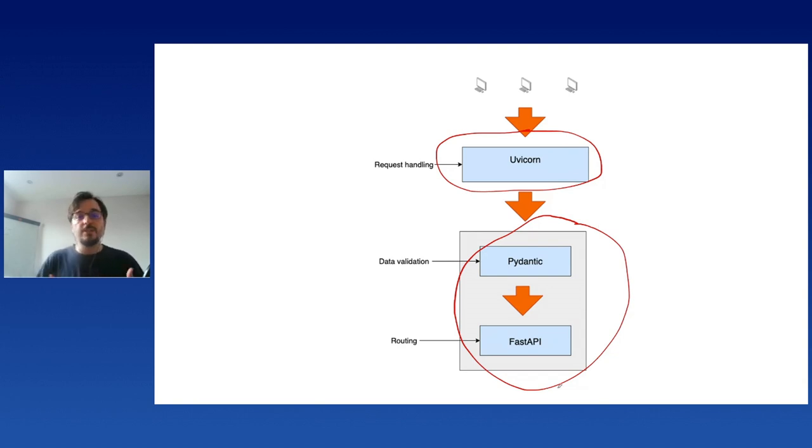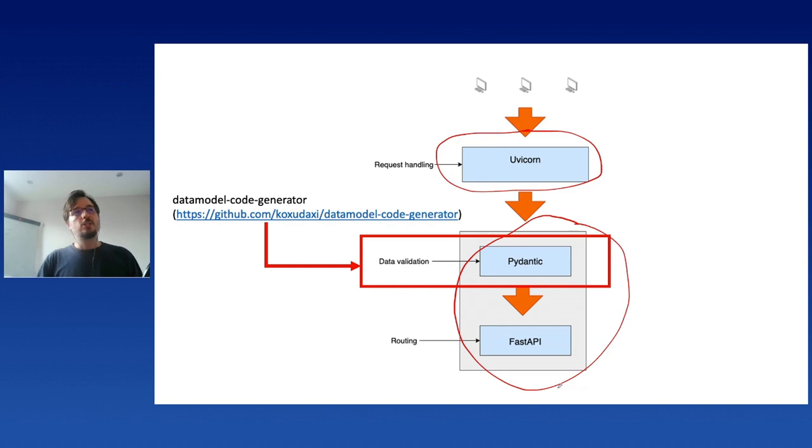One of them is data validation, which is handled by Pydantic, and the other one is routing, which is handled by FastAPI in combination with Starlette. Well, once we have API documentation from the beginning, we can already start using it to make our life easier when we're building the server. So we can use libraries like datamodel-code-generator, which can create the Pydantic models out of the schemas in the document for our API.